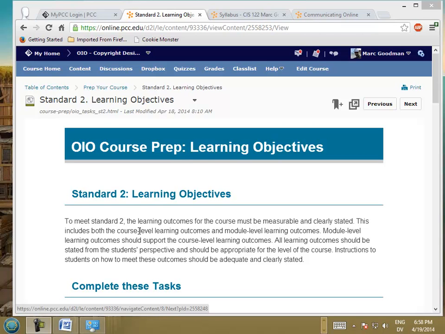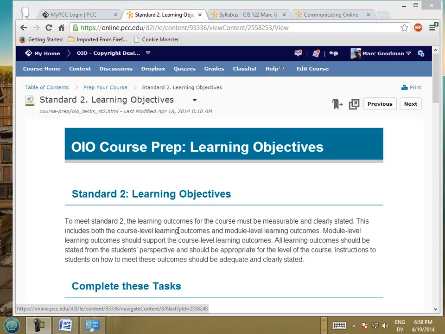So this includes both course level learning outcomes and module level learning outcomes. So the overall outcomes for the course as well as the outcomes that you have for each module that supports learning those course level learning outcomes. Module level learning outcomes should support the course level learning outcomes. So for example, if you have 6 course level learning outcomes, you should address each of those learning outcomes somewhere in your module level learning outcomes.